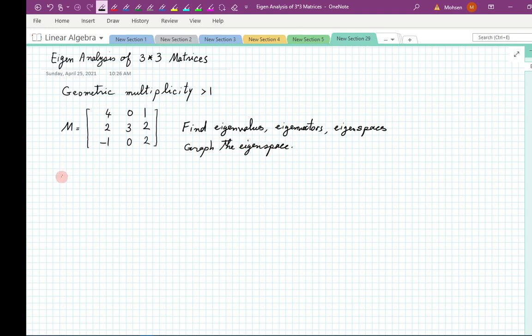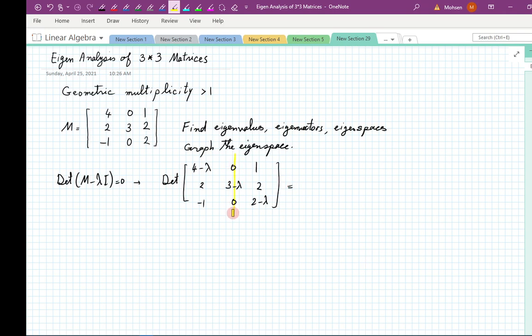Okay, as usual, step 1 is to set the determinant of M minus lambda equal to 0 to get our eigenvalues. So that tells us that we want the determinant of 4 minus lambda, 0, 1, 2, 3 minus lambda, 2, minus 1, 0, and 2 minus lambda. You remember when we talked about determinants, we said we go after the rows or columns where there are lots of zeros to make our job easier. So we expand on this.